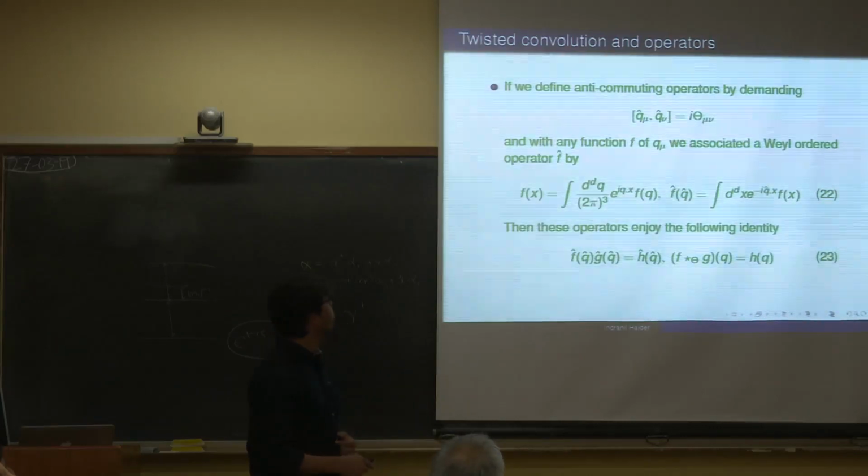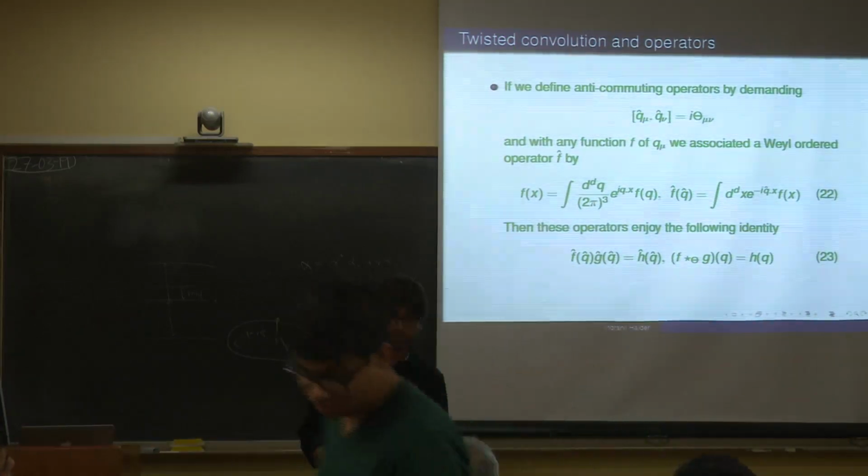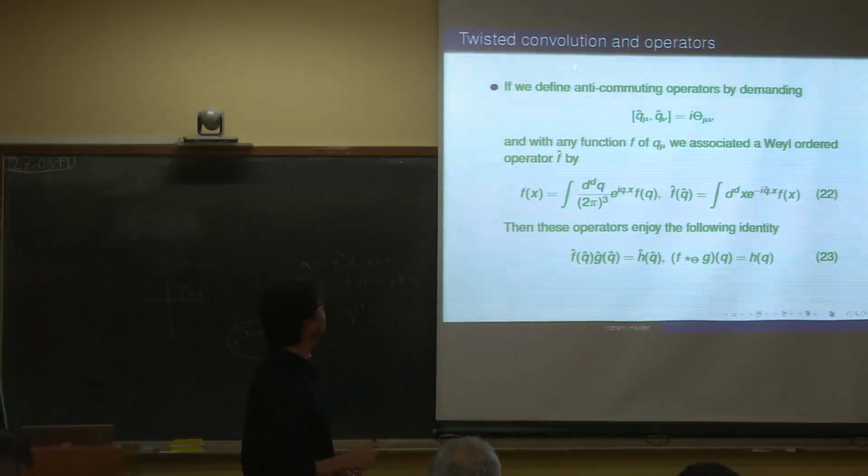Okay, so now we looked at twisted convolutions and they are related with star products. So star products are very much useful for ordering. So they have some nice relation with operators. So here we are exploring their relation with operators. Suppose you have two operators q mu and q nu, whose commutator is given by this antisymmetric form omega mu nu. Then you can define the following functions.